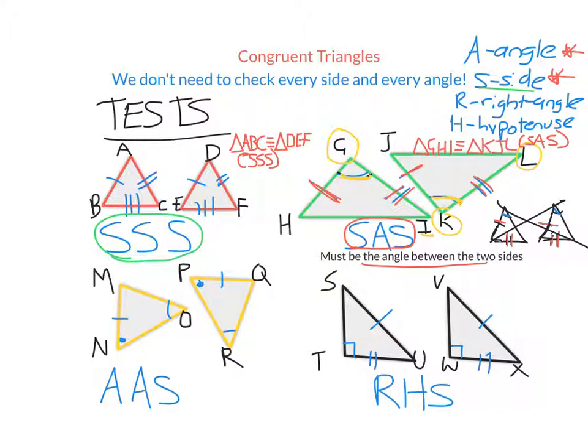Okay, for the next test, it's AAS. So that means it's 2 angles and a side. AAS is easier because it doesn't matter which 2 angles or which side. Just if you have 2 pairs of equal angles and 1 pair of equal sides, those triangles will be congruent. You don't need to check the third pair of angles or the other pairs of sides.